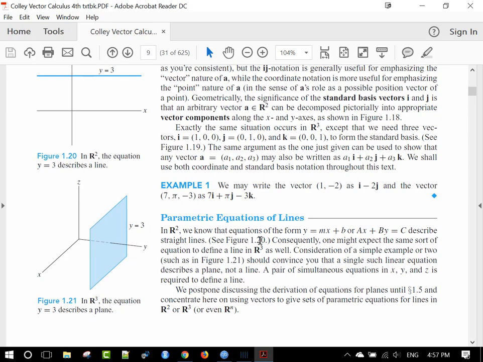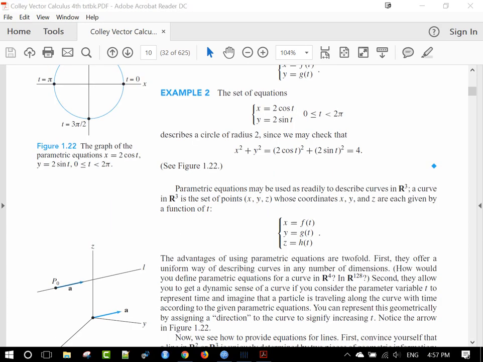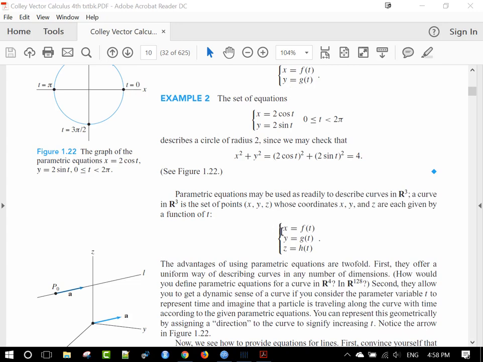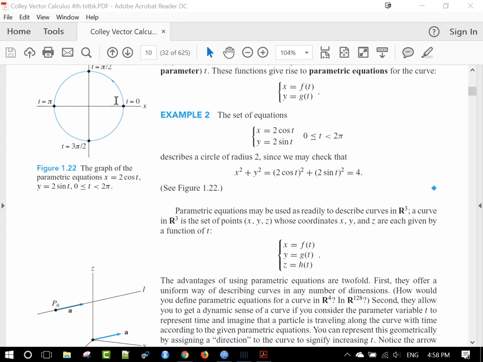They say that the advantage of using parametric equations is that there are 2 of them. One is that you have the same way of describing a path or a curve in that space, whether you're in 2 dimensions or 3 dimensions or 10 dimensions. And also they give you a direction. As t increases, the point is moving along. When we just have a regular circle, there's no direction for the circle. But if you want to have a direction, this will enable you to have that. You can ignore the direction, so this gives you something extra that you can use, but you don't have to. And they say this even works in R128.